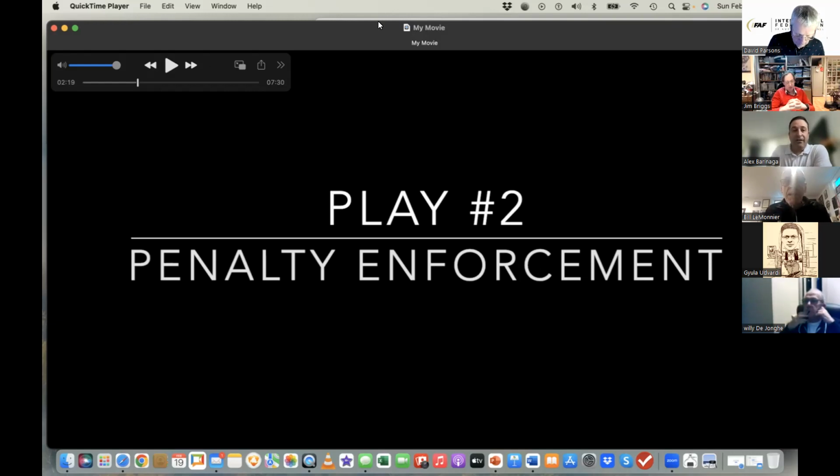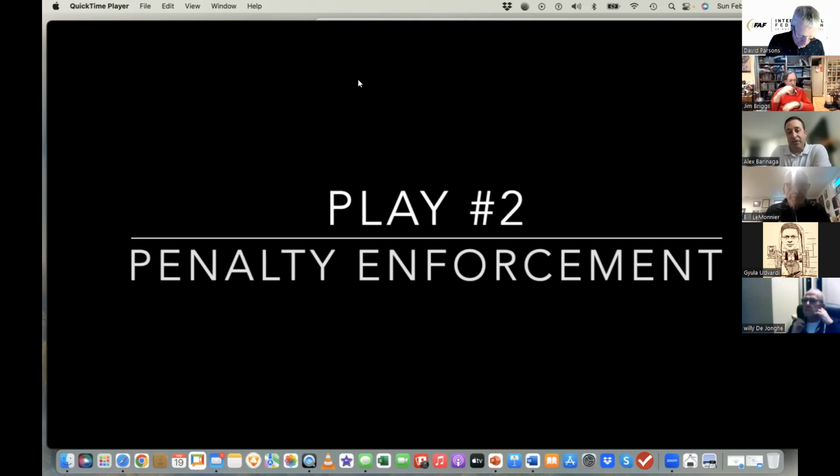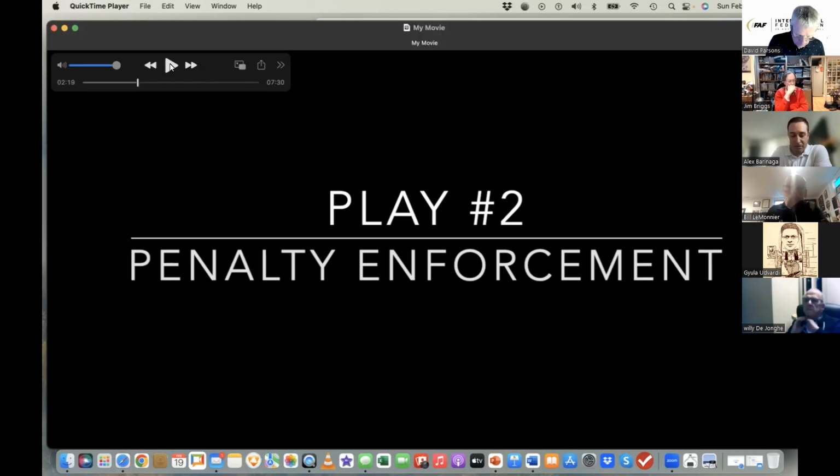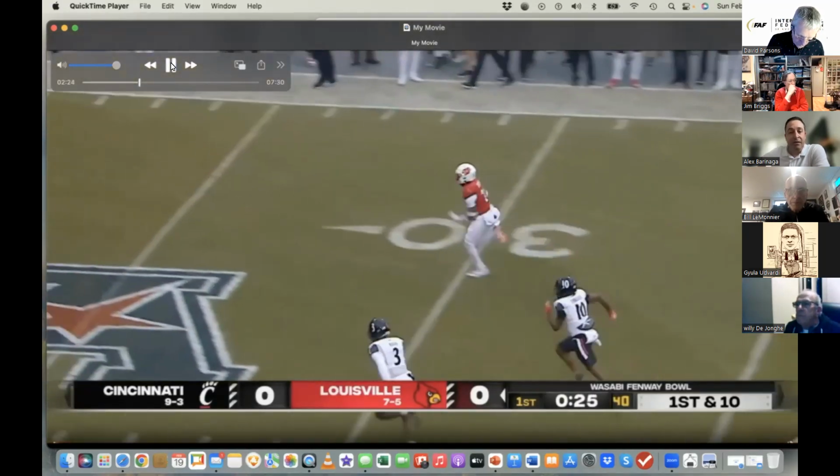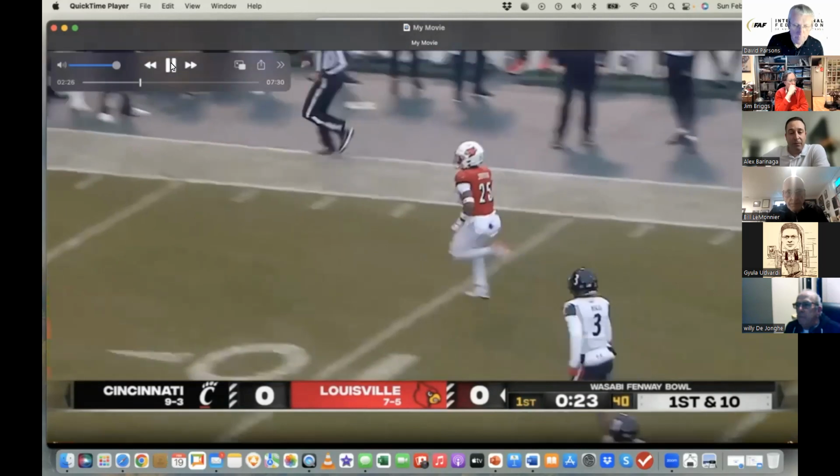Our second play here is going to deal with penalty administration. This actually is a not too often seen scenario, but does bring up a good point that we all have to be cognizant of penalty enforcement situations, particularly fouls that carry over. So this is a bowl game.